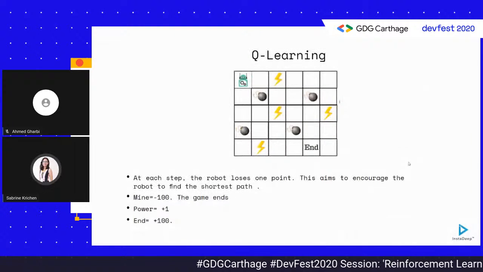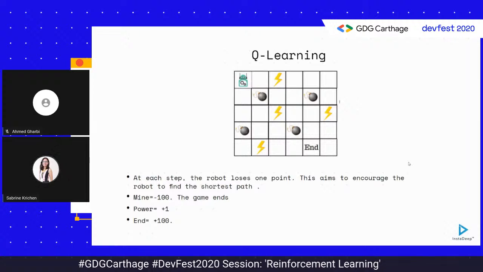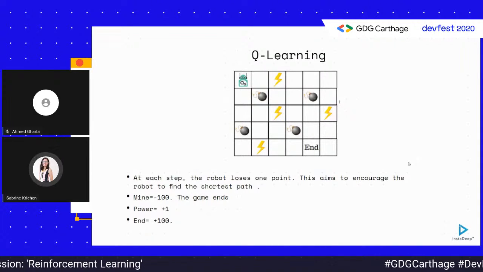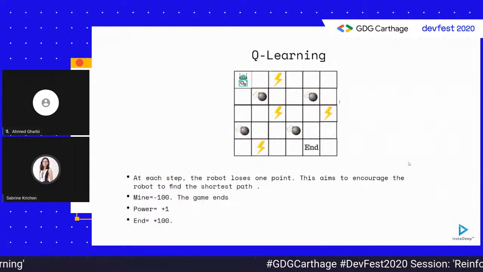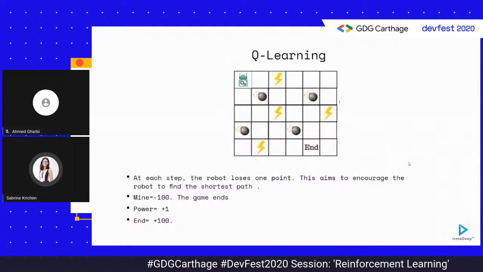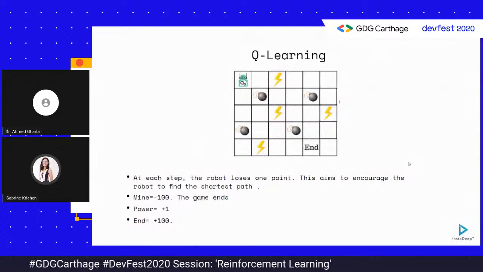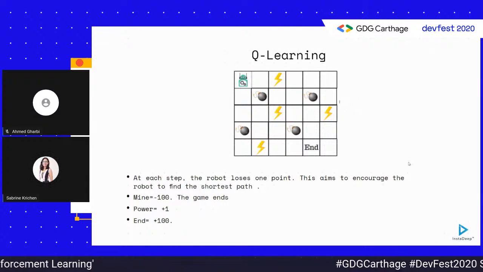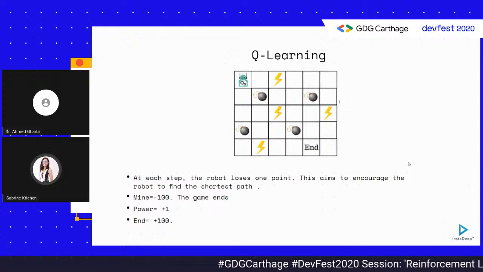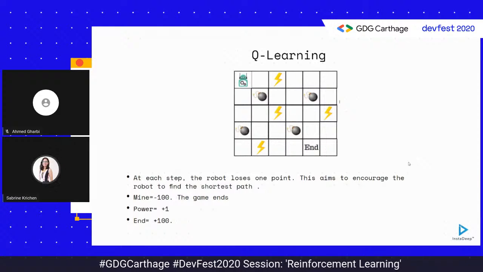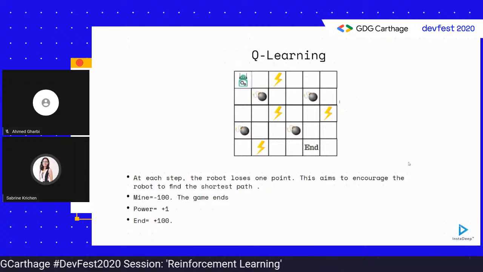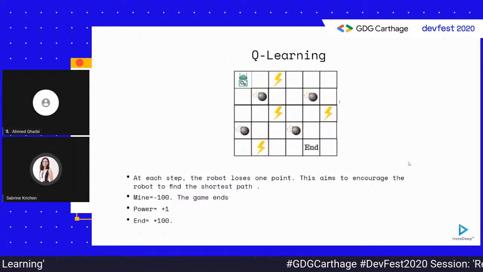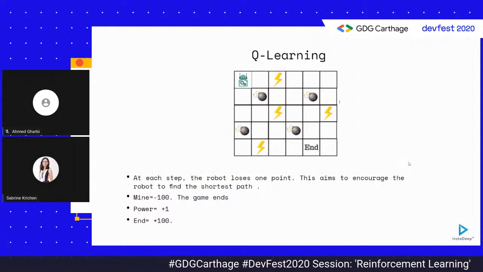Okay, so now, as Ahmed said, we were going to present our first algorithm for today, which is Q-learning. So first we have this problem. Here we have a robot, and this robot has to cross this maze and reach the end. Of course, it will not have to step on those mines, and it will have to reach the end, crossing the shortest path possible.